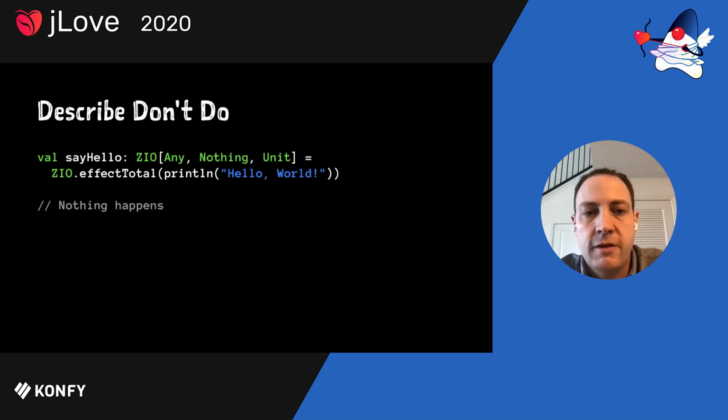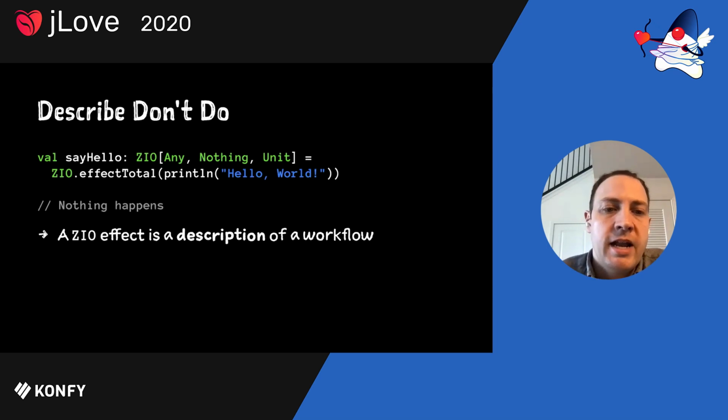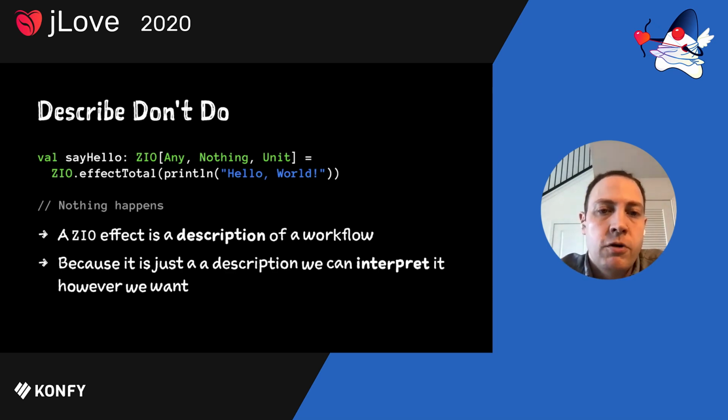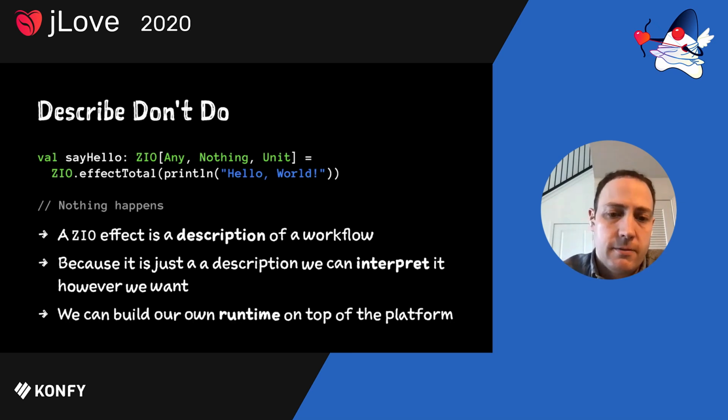So here, when we do this effectTotal operator and we're just printing hello world at the console, nothing's going to happen when we actually do this. What we've done here is essentially created a description of a workflow that when we run it is going to print hello world. But at this point, this is just a description of a workflow. And that has a couple of advantages. The most important is that by separating that, we can then decide how we want to interpret that. And in particular, we can build our own runtime on top of the JVM that takes these descriptions and turns them into actual code that gets executed that does things like printing things and accessing files and opening network connections. And that gives us a lot of power.